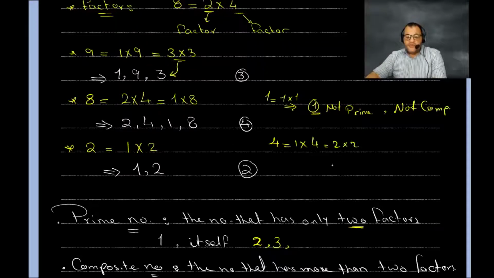So how many factors do we have now? We have 1, 4, and 2. It means 3 factors. Because it has 3 factors, it's not prime. It's a composite. So any even number is not prime except 2. The only even prime number is 2.